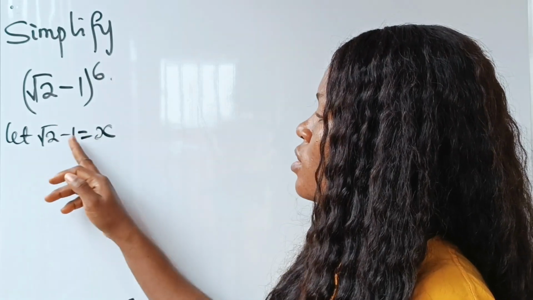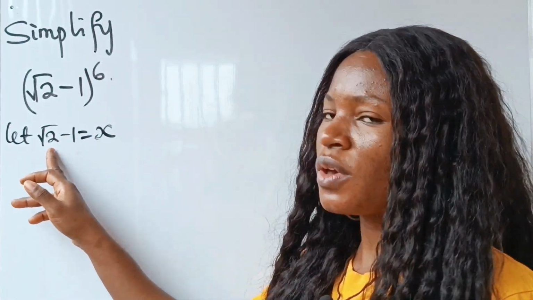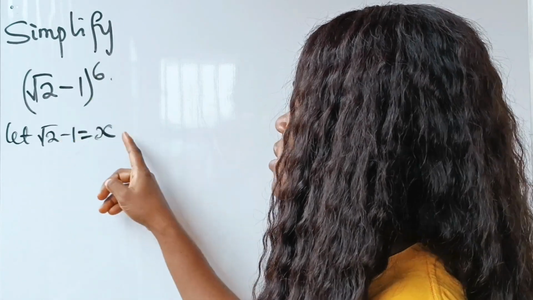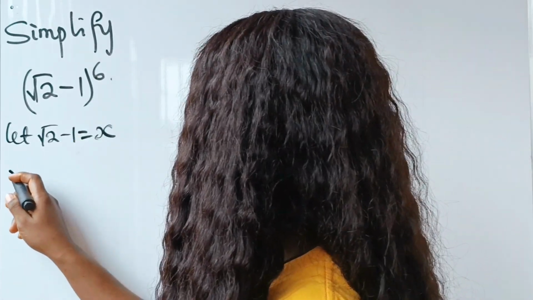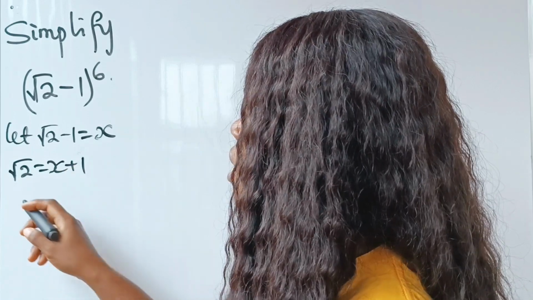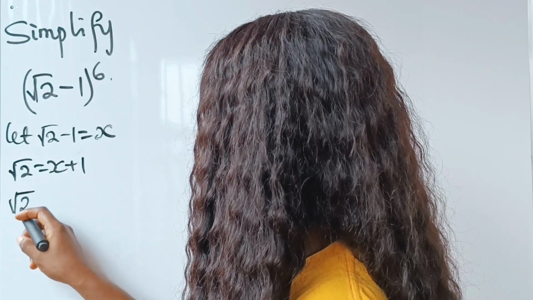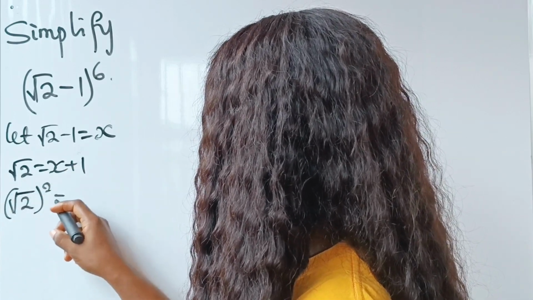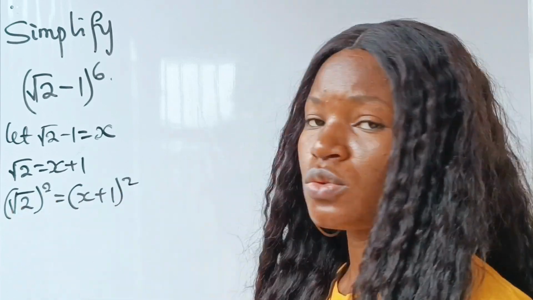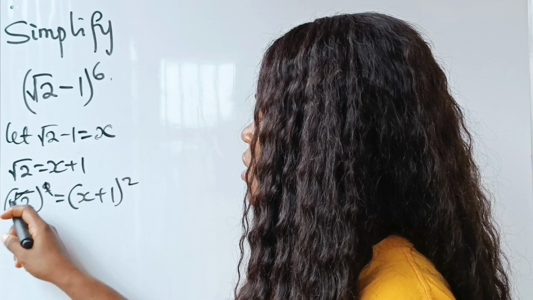Then you are going to bring this constant to this side, so that we have only root 2 here. Then we are going to square to remove the root sign. When this crosses, this becomes plus 1. So we have root 2 is equal to x plus 1. We are going to square both sides of the equation, because that is the only way we are going to remove this root sign. So we cancel this.